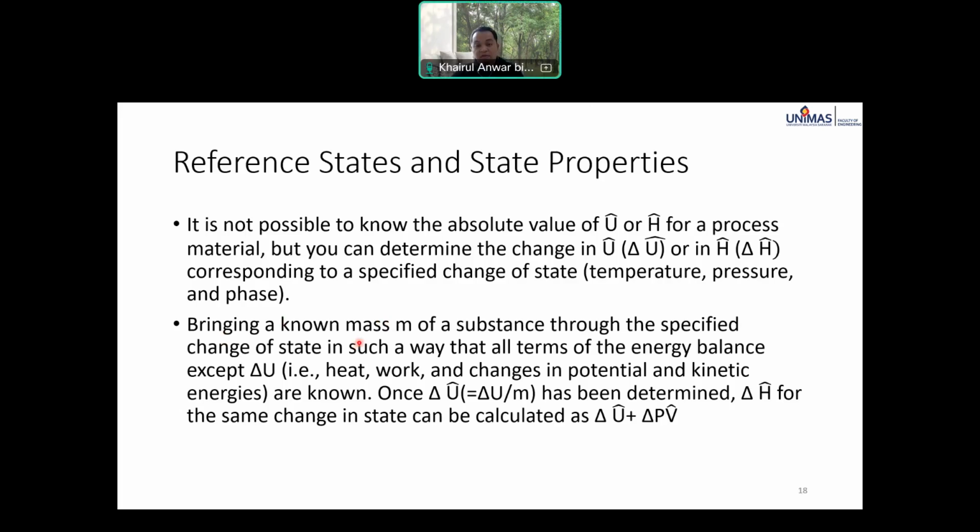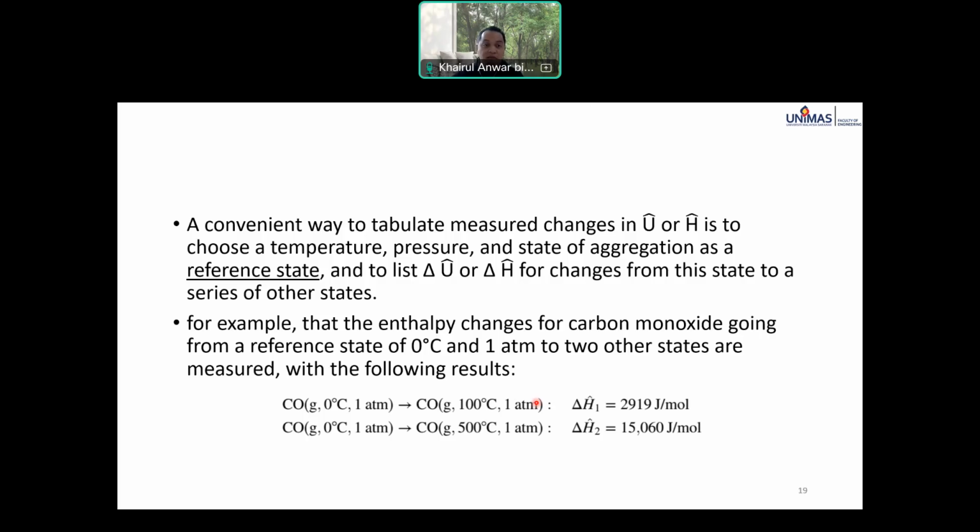A convenient way to tabulate measured changes in U or H is to choose a temperature, pressure, and state of aggregation as a reference state, and to list delta U and delta H for changes from that state to a series of other states.